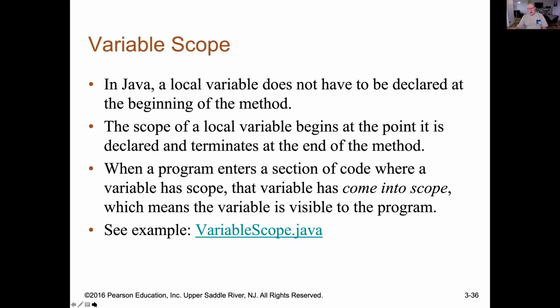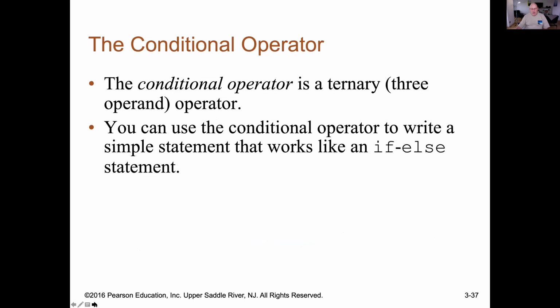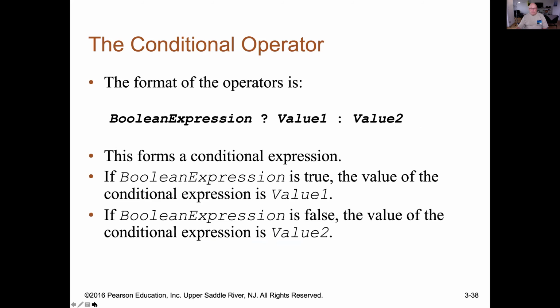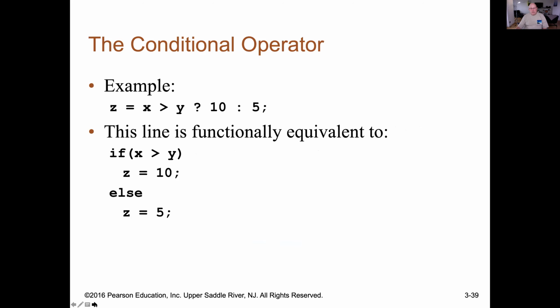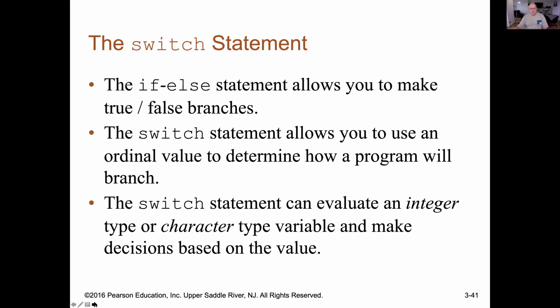This talks about variable scope. In Java, a local variable does not have to be declared at the beginning of the method. The scope of a local variable begins at the point it is declared and terminates at the end of the method. The conditional operator is a ternary, three-operand operator. You can use the conditional operator to write a simple statement that works like an if-else statement. This is an example of the conditional operator. The switch statement allows you to use an ordinal value to determine how a program will be branched.